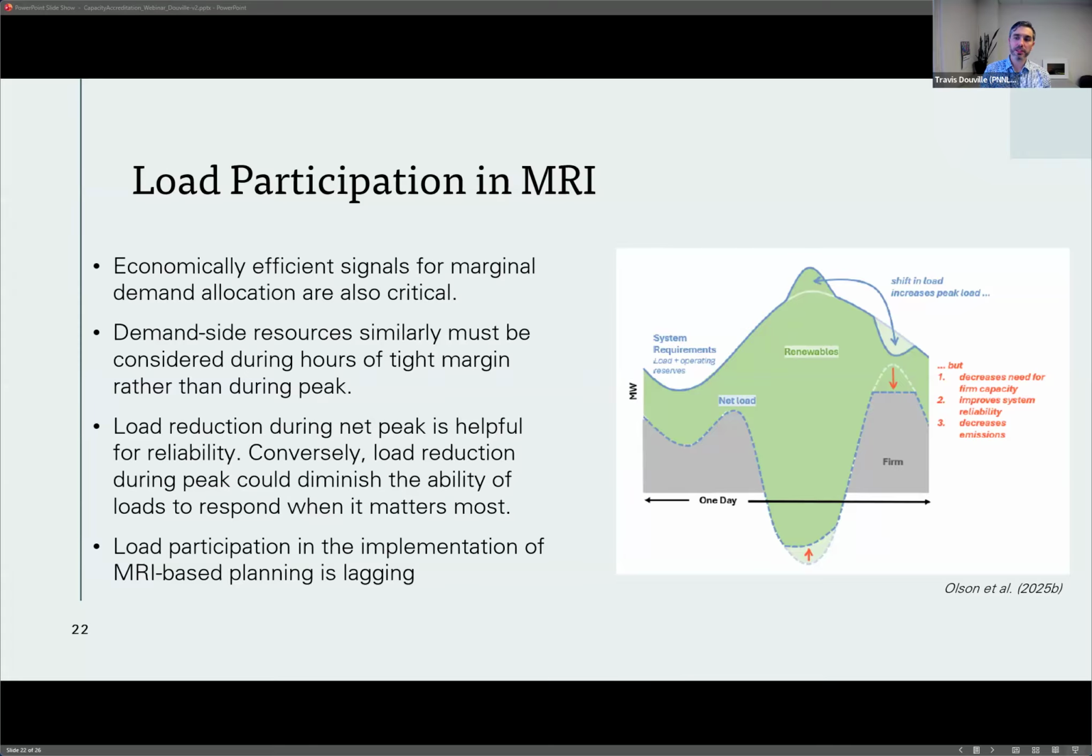In this way, load participation in these methods may be lagging, and as a community, we should consider the hours upon which load participation is focused as a contribution to system adequacy.